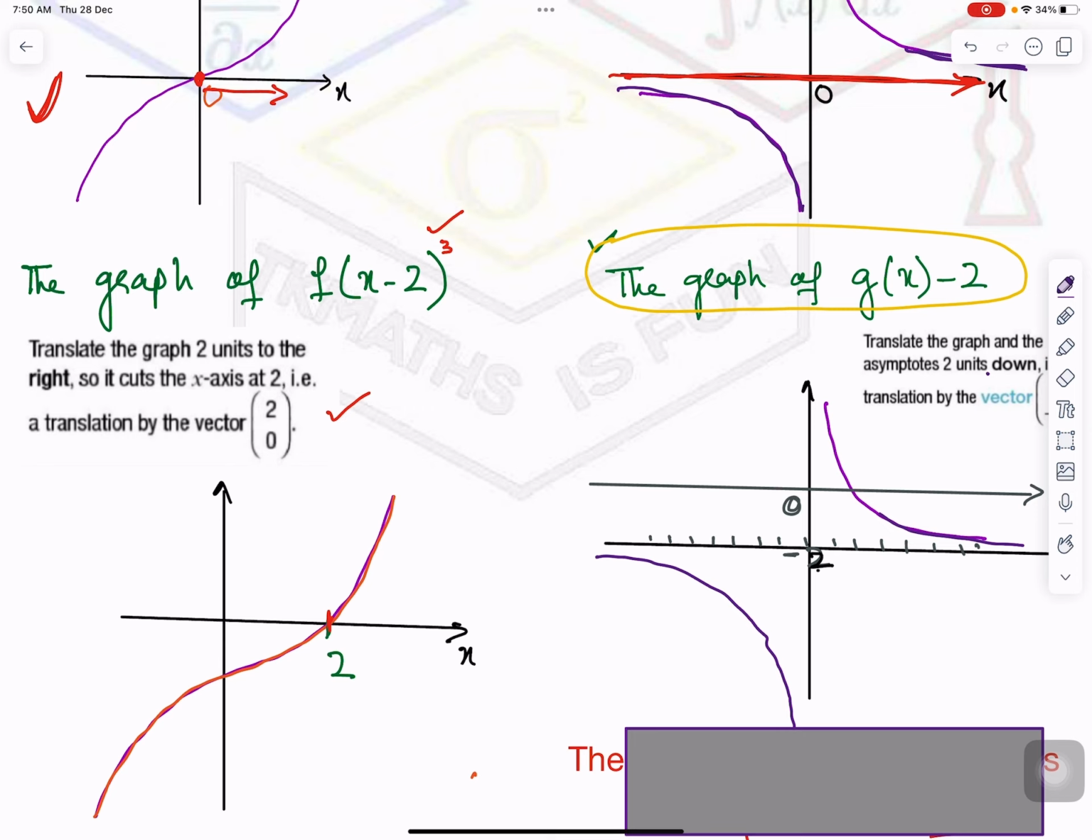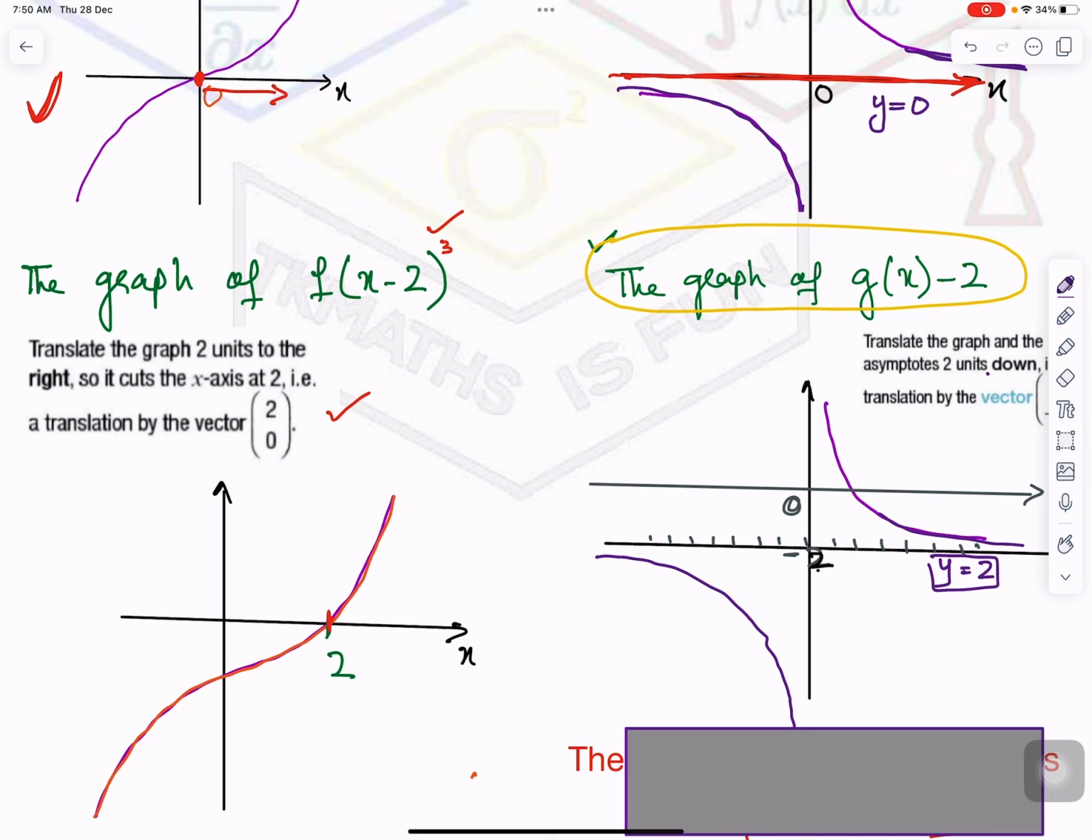What is the equation of this line? Y equals minus 2. This is your asymptote. And in the earlier case, it was y equals 0. Because we know horizontal lines have equations like y equals 0 and y equals minus 2 here. So these are my asymptotes.